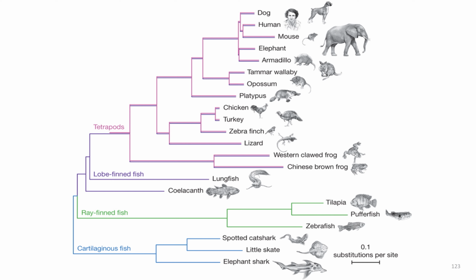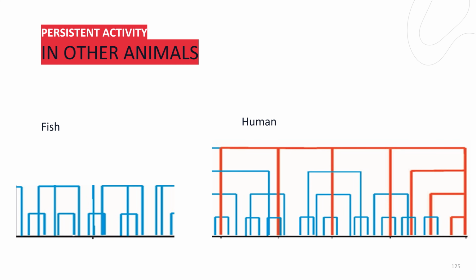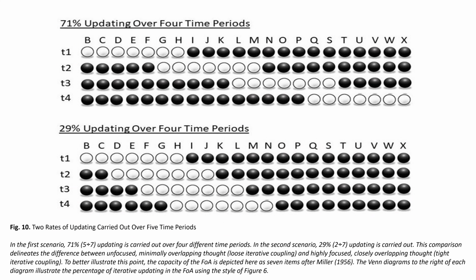For an animal like a fish, this means there are going to be fewer commonalities between one state of brain activity and the next. The fish brain is more like this. And the human brain is more like this, where persistent activity bridges longer spans. If you remember, when I talked about this earlier, I depicted it this way.